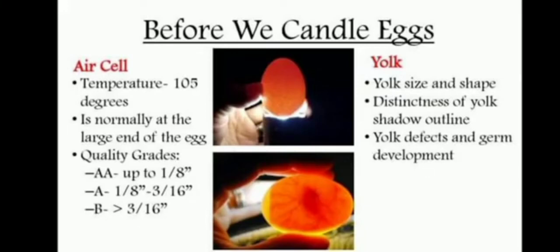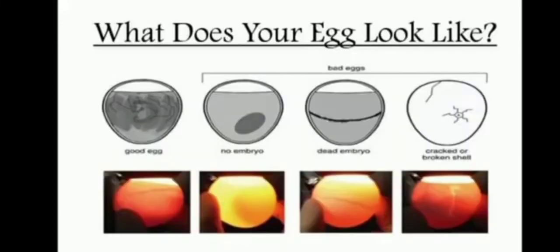You can see this in the illustration of the process of candling eggs. When you look at the defects in the egg shown in the illustration, it is rejected if it is not normal. Next is, what does your egg look like?